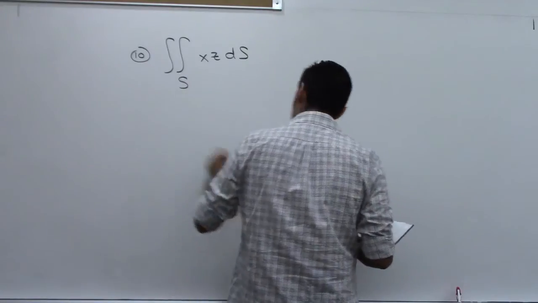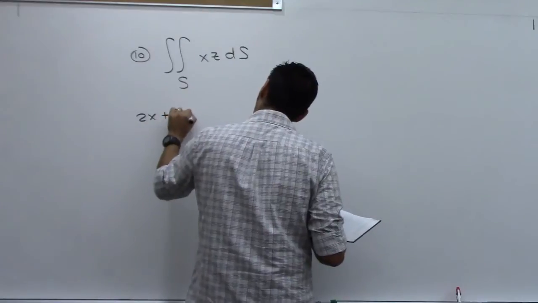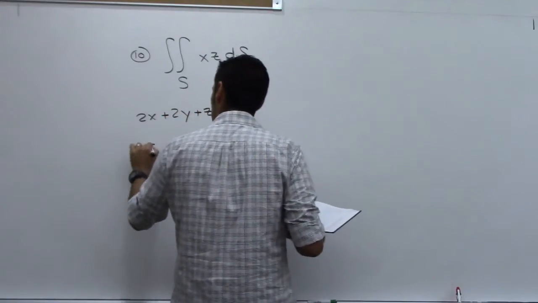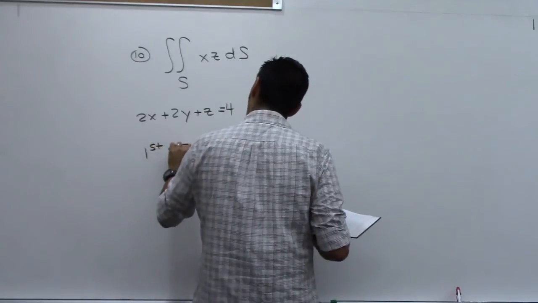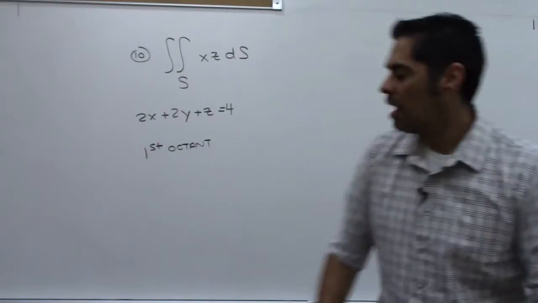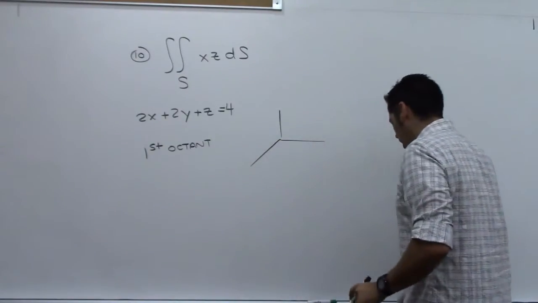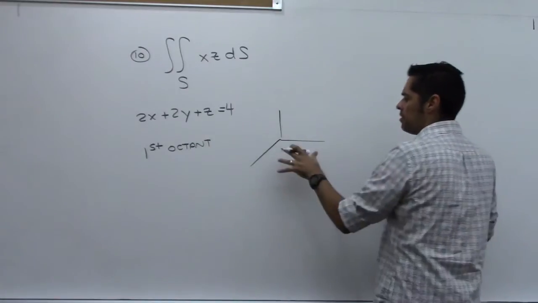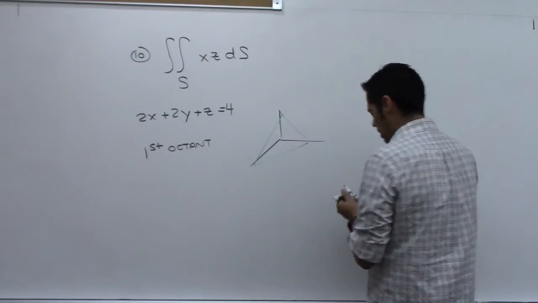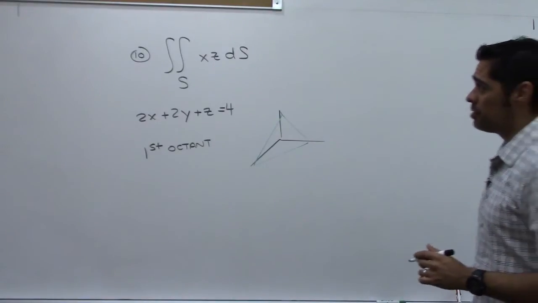And S is the part of the plane 2x plus 2y plus z equals 4 that lies in the first octant. So if we're going to be in the first octant, we need to figure out where that plane comes in and cuts through. Probably it's going to be something like this. We have almost like a tetrahedron looking thing when that plane cuts through. So I'm going to try and just figure that out first.